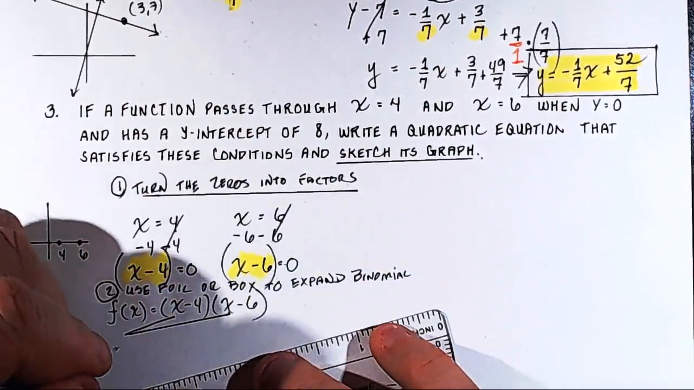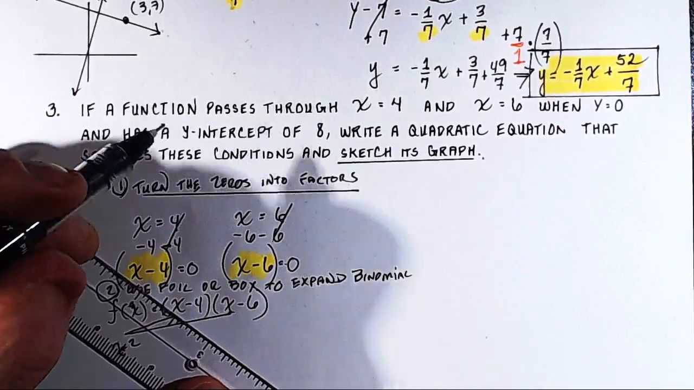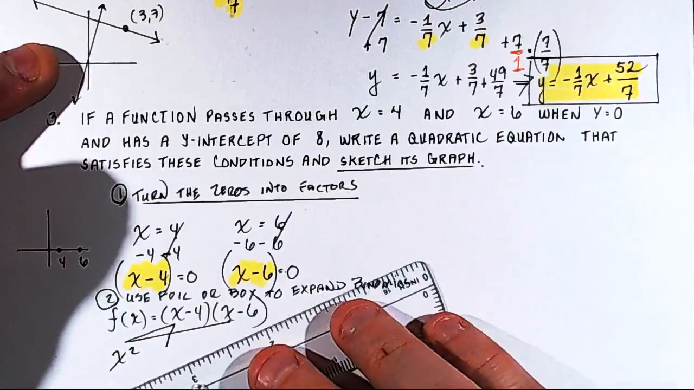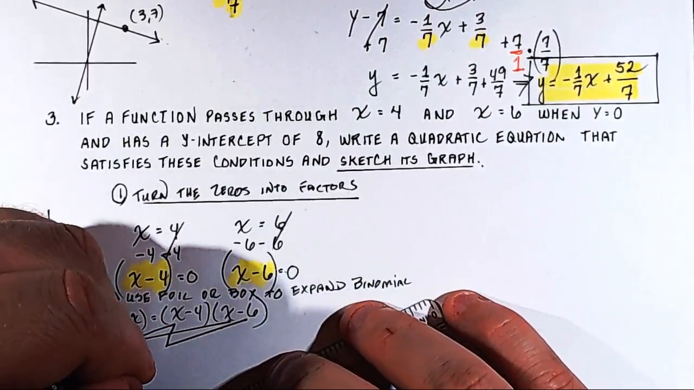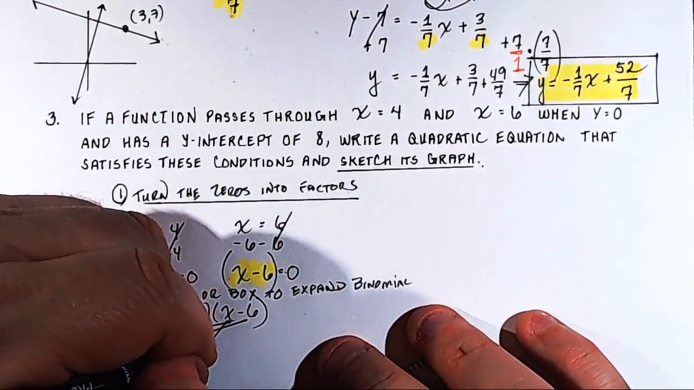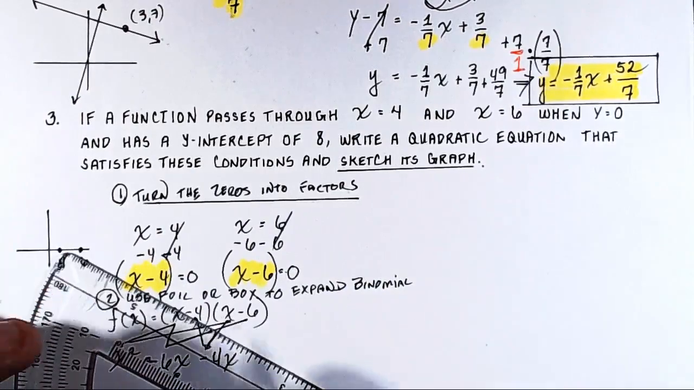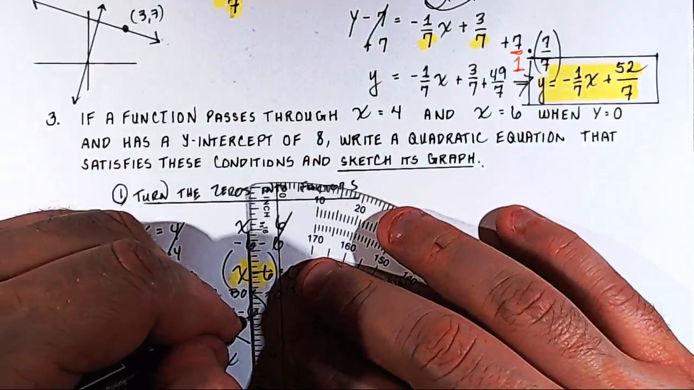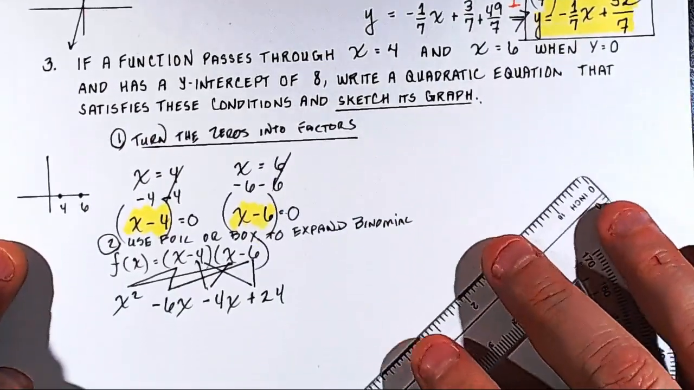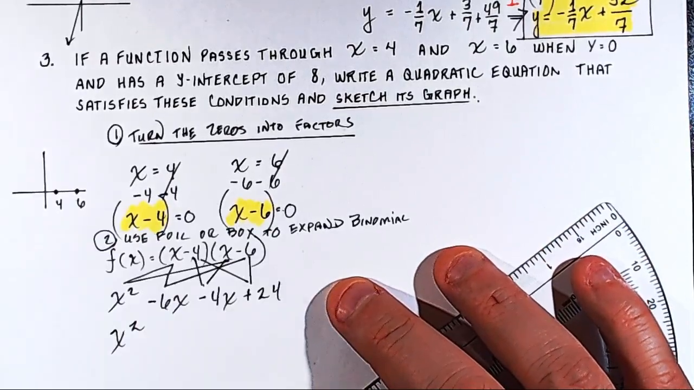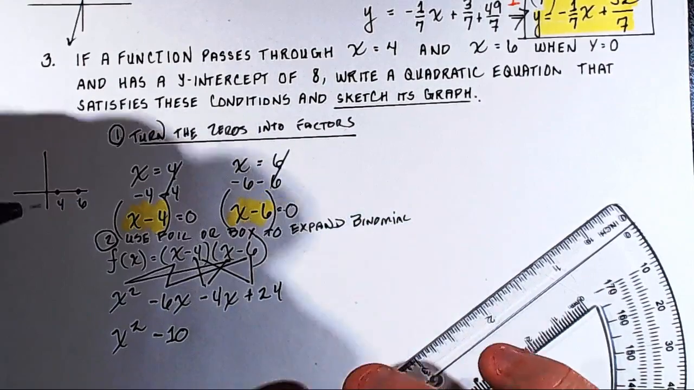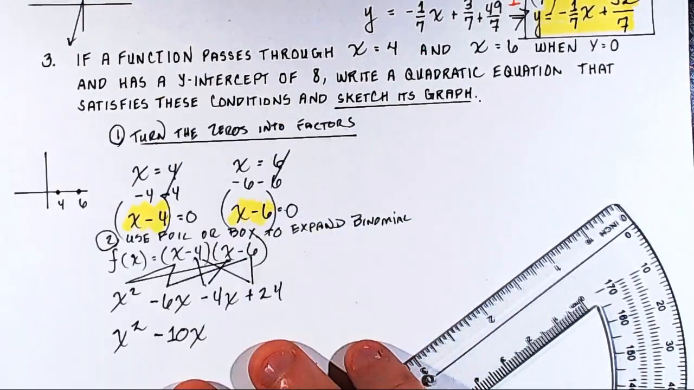X times x is x squared. Outer: I've got x and negative 6, so that's negative 6x. Inner, I've got negative 4 times x, which is negative 4x. And last, negative 4 times negative 6. Negative 4 times negative 6 is positive 24. Combine like terms: x squared, two negatives, so minus 10x, negative 6 plus negative 4, minus 10x plus 24.